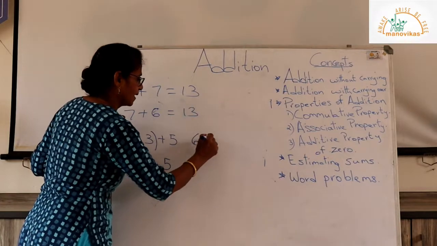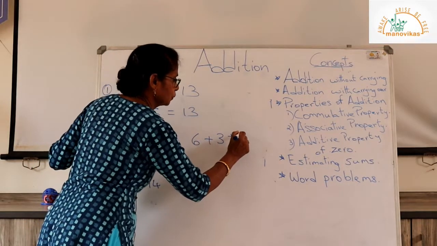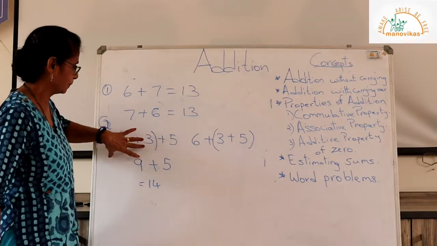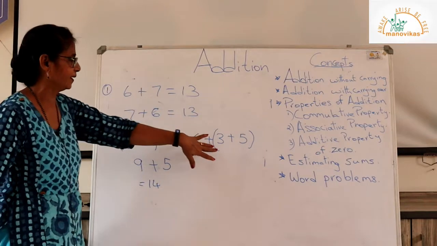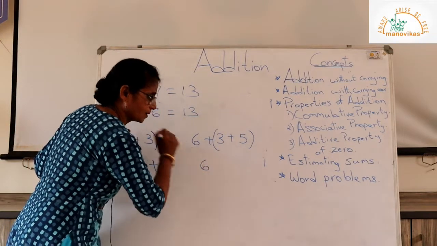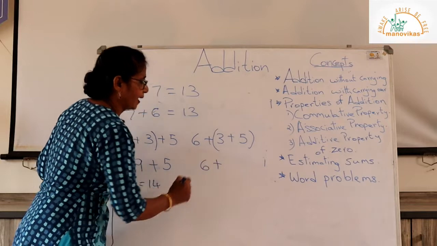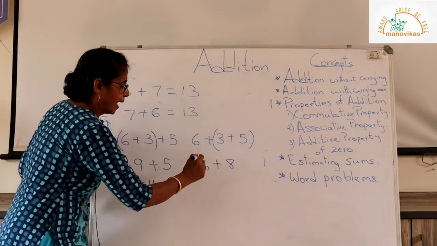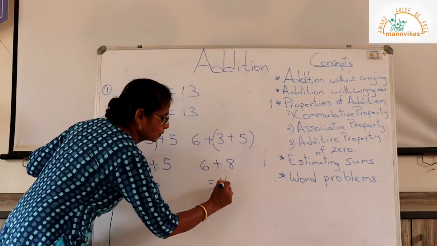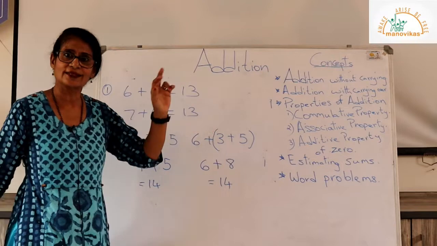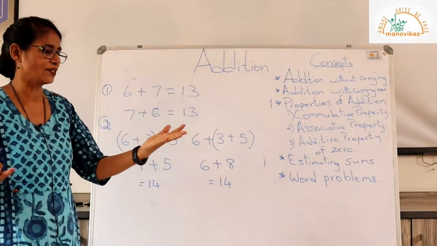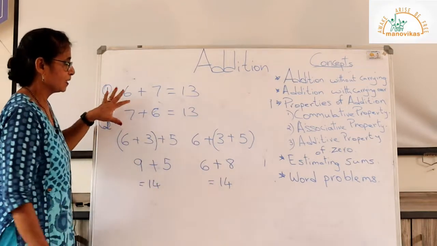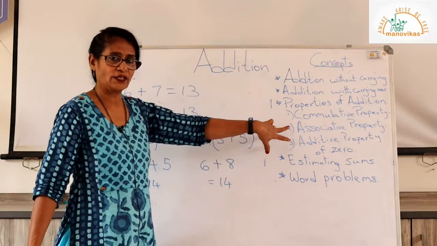Similarly, if you have the same numbers but a different group, so we make 3 and 5. So we have made a different group. Here it is 6 plus, and it is 3 plus 5. So put your 6, put your plus sign. 3 plus 5 is 8. And 6 plus 8 is equal to 14, because 8 in your mind and 6 on your fingers, 9, 10, 11, 12, 13, 14. That gives you 14. So this is the associative property of addition.